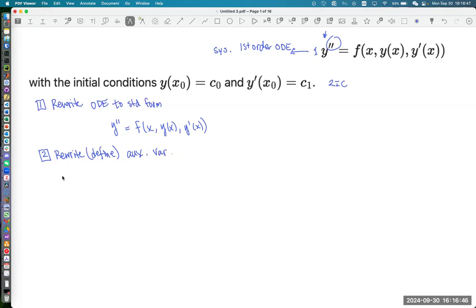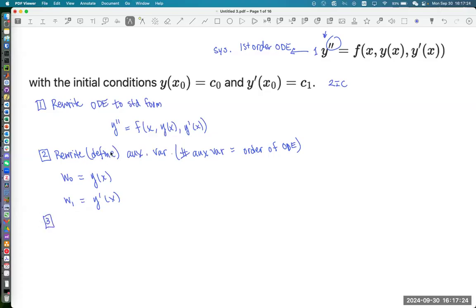By that, I mean I would define a variable called W0 that will be equal to the original function, so y of x. And I will define W1 as the first derivative. And note that the number of auxiliary variables is equal to the order of the ODE. You'll see why we need to define auxiliary variables, because that makes the presentation of the ODE much simpler.